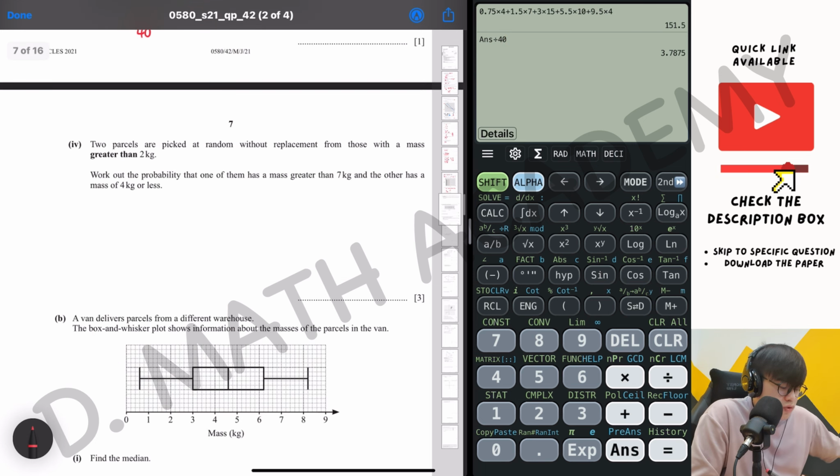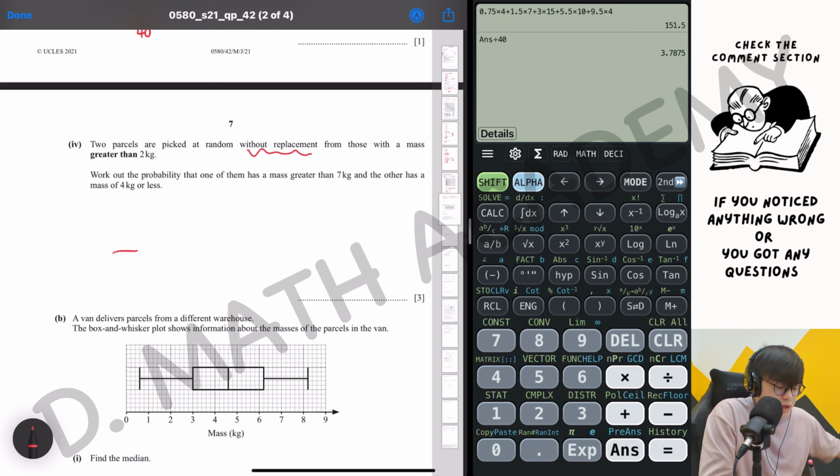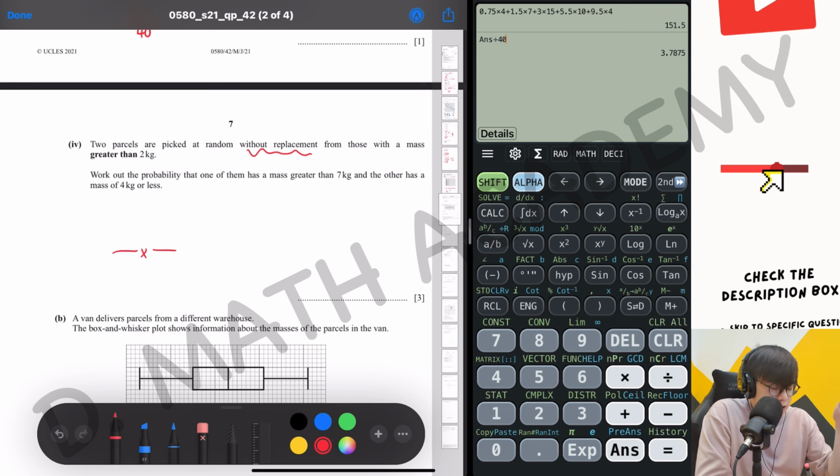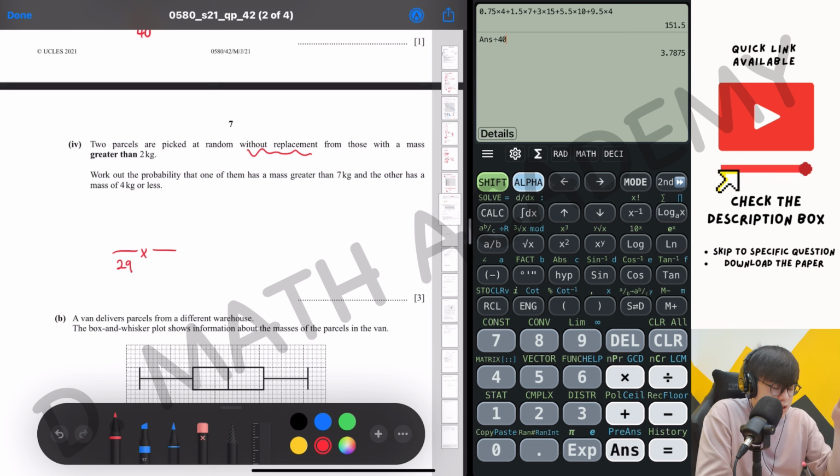Moving on to part 4, 2 parcels are chosen at random without replacement. So the keyword here is without replacement. So I know that it will be 40 and 39 for sure for the first and the second draw. Okay, this is chosen from those who have a mass greater than 2 kg. So if it's greater than 2, then this is not from the entire set, so it can't be written as 40 and 39. So based on this, I actually know that it's only 29 and 28 respectively.